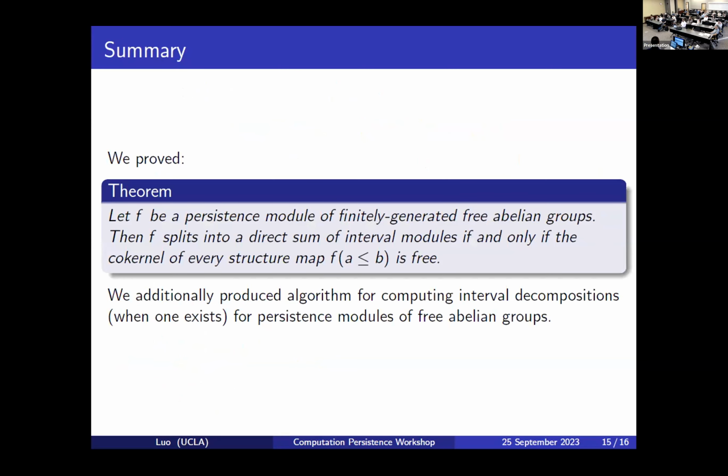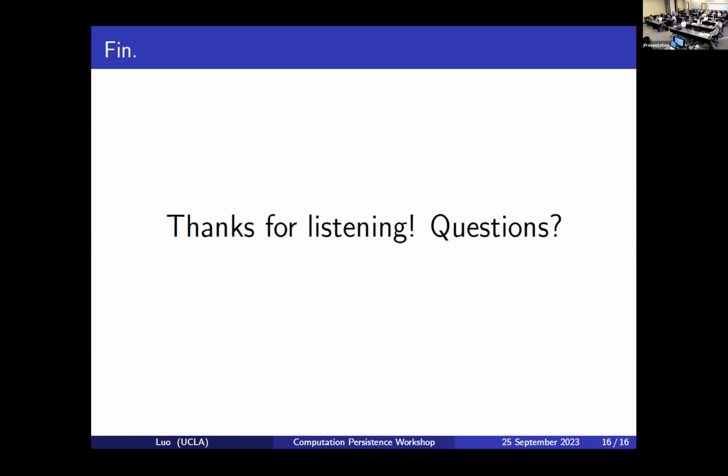Okay, to summarize this work, and this is the last slide: we proved the following theorem, that a persistence module of finitely generated free Abelian groups has an interval decomposition whenever all the structure maps have free co-kernel, and we additionally produce an algorithm for computing an interval decomposition when one exists. And yeah, that's it.